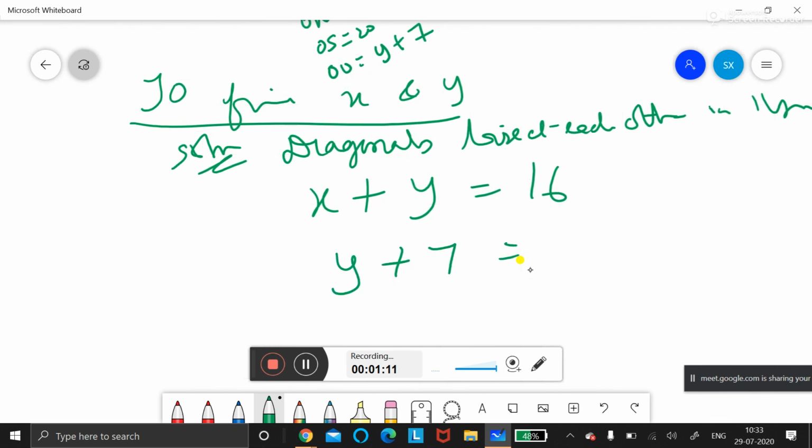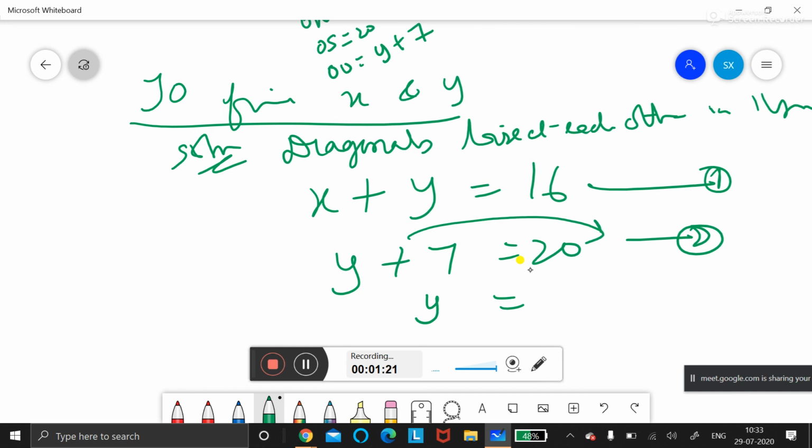Correct? Now, what is y? Solve this equation. This is the first equation, and this is the second equation. Solve the second equation. What is y? What should you do? The plus 7 will go this side, it will become minus 7. 20 minus 7. So what is 20 minus 7? It becomes 13.